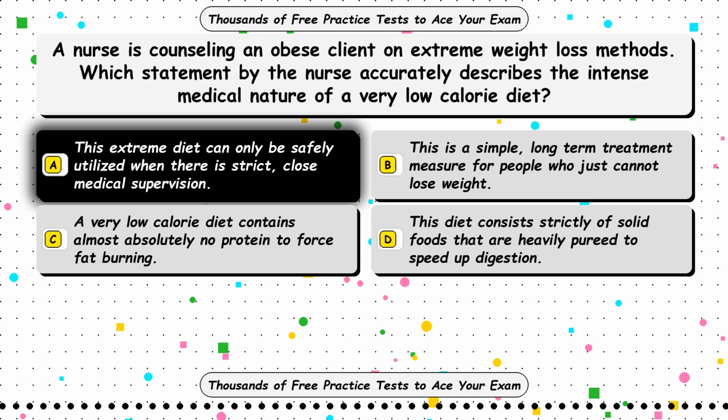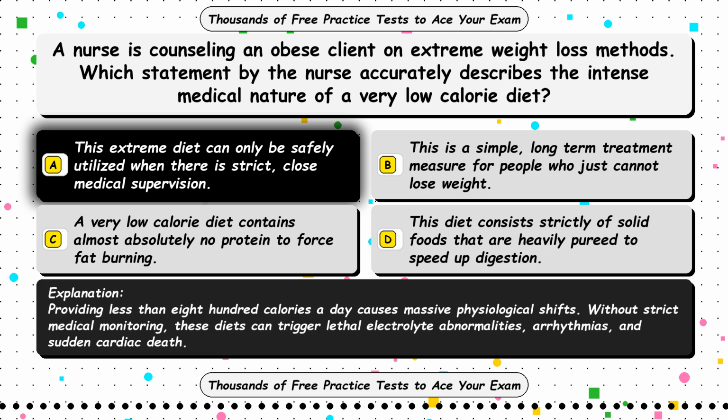The correct answer is option A. This extreme diet can only be safely utilized when there is strict, close medical supervision. Providing less than 800 calories a day causes massive physiological shifts. Without strict medical monitoring, these diets can trigger lethal electrolyte abnormalities, arrhythmias, and sudden cardiac death.